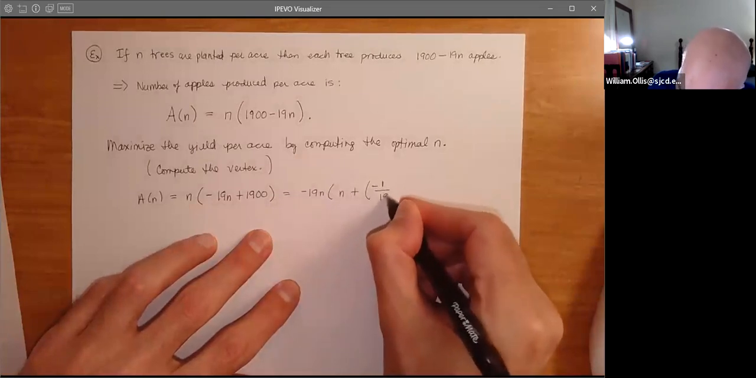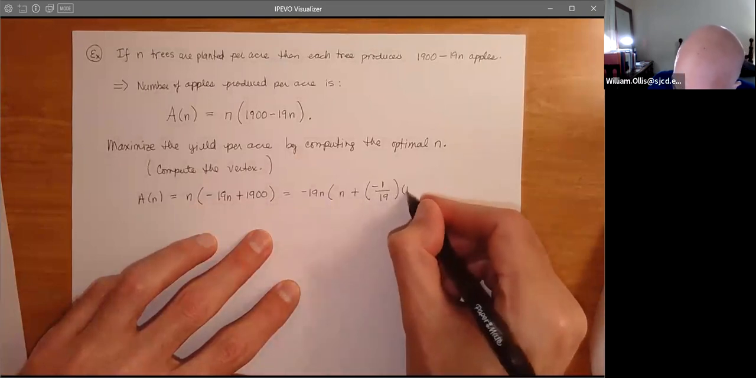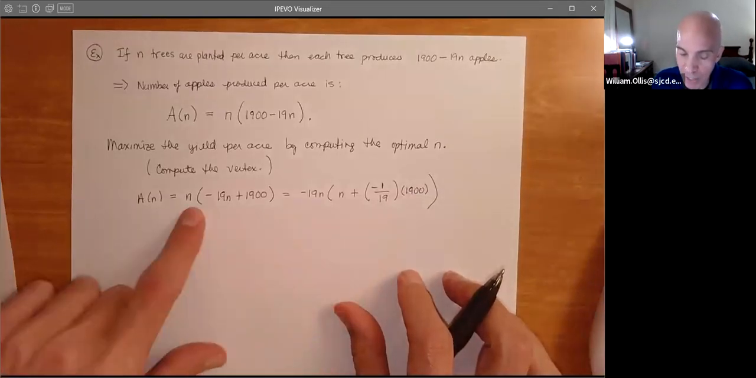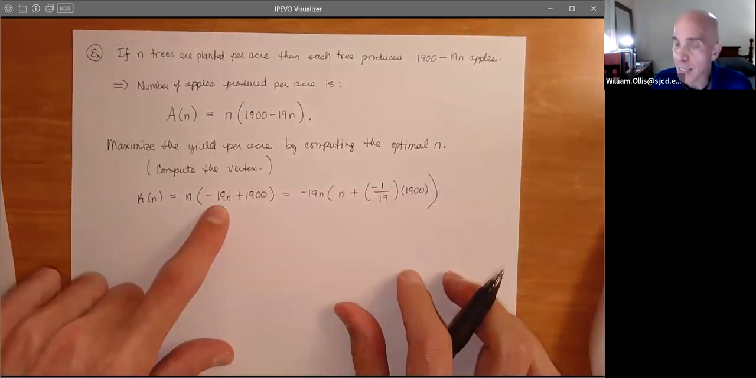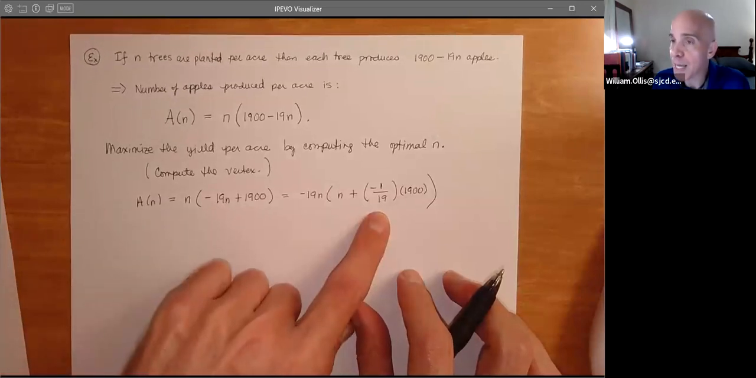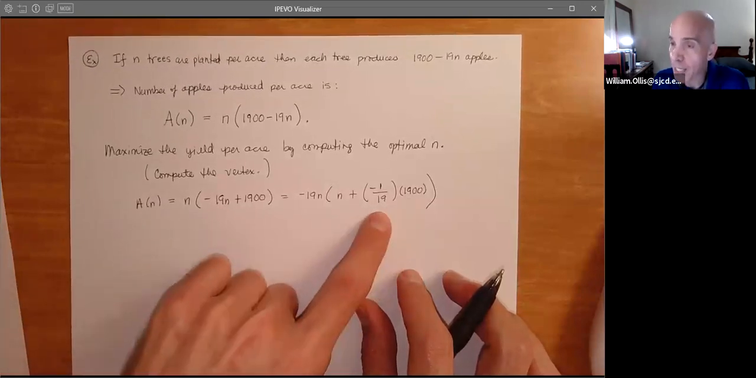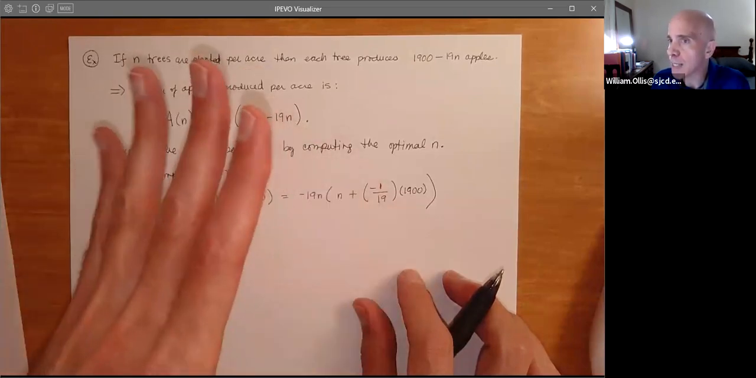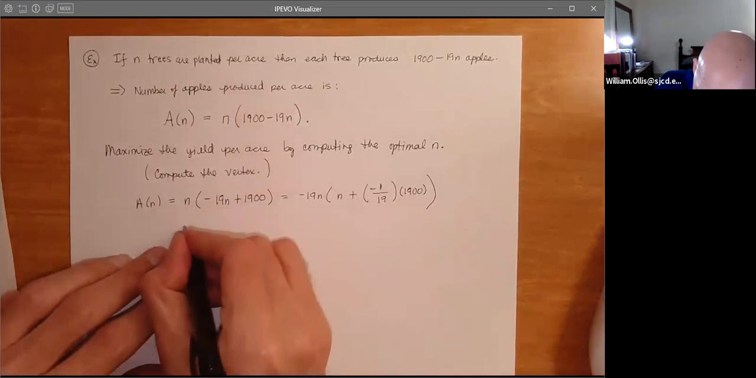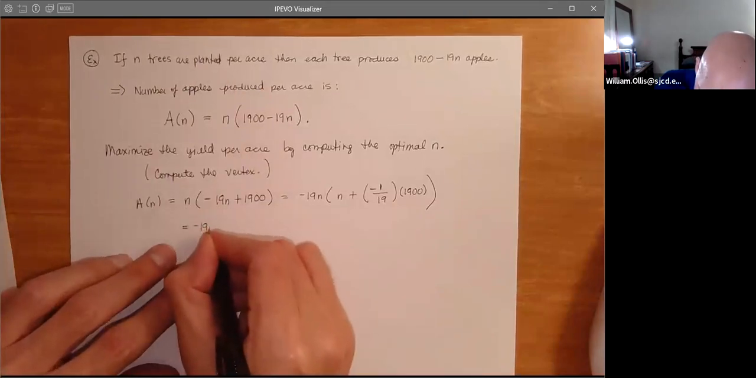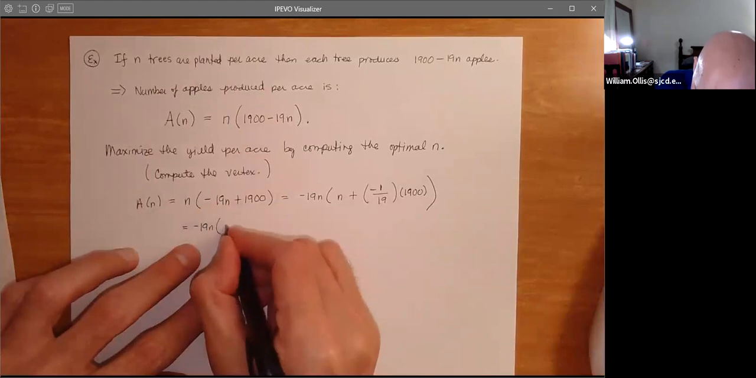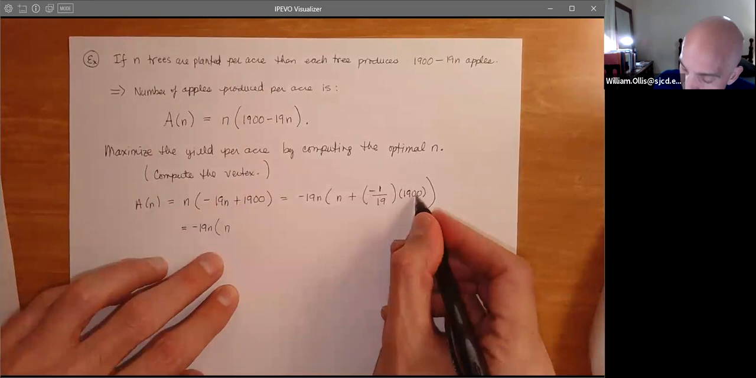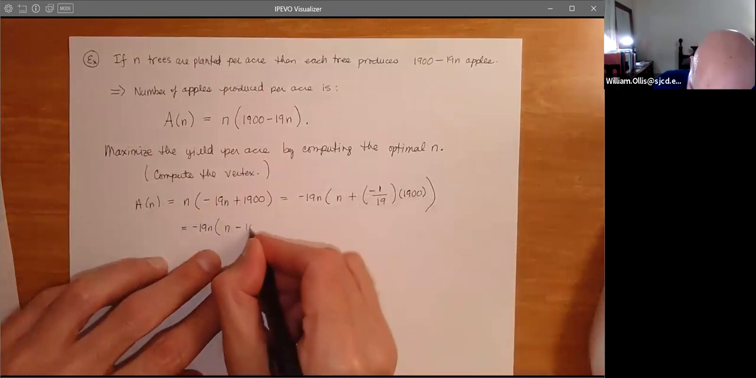negative 1 over 19 times 1900. So again, we're paying for the fact that we factored the negative 19 from both of these. And I'm using the same technique I used before. And of course, the negative 19 will absorb into this, which is fine. So use the same technique, don't guess. So this gives us negative 19n, times n, and of course minus 19 into 1900 gives us the 1 and 2 zeros, so we get minus 100.